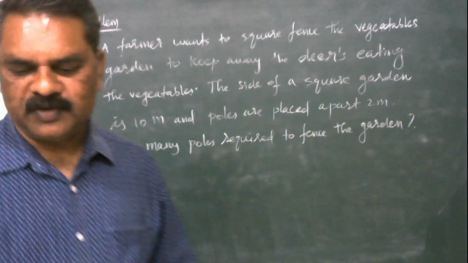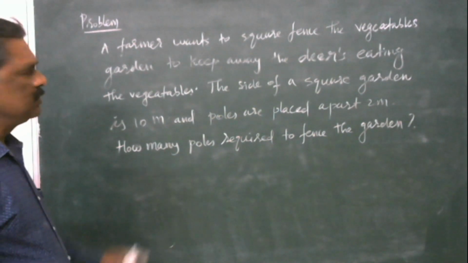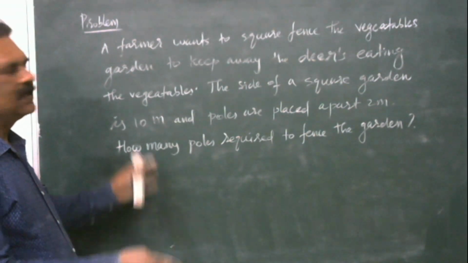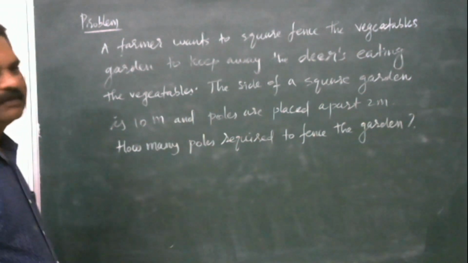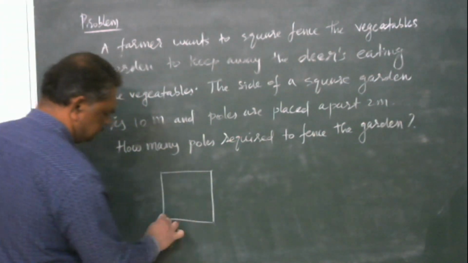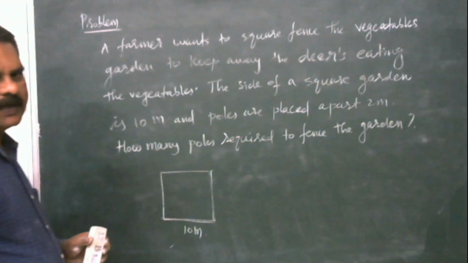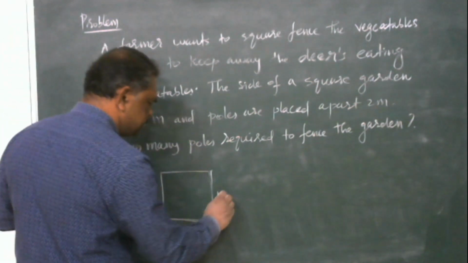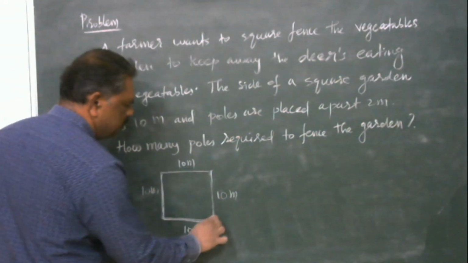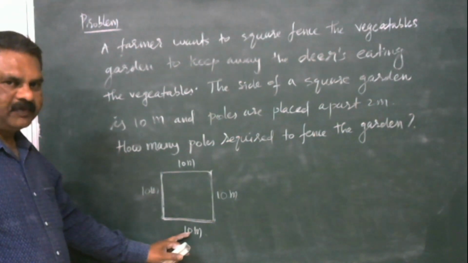Okay, let me repeat once again. We need to fence a square vegetable garden. Why do we want to fence it? Otherwise the deer will enter and eat all the vegetables. Just to avoid that, we need to fence the square garden of side 10 meters. So what we need to do is first find the perimeter, the boundary length. The side is 10 meters.